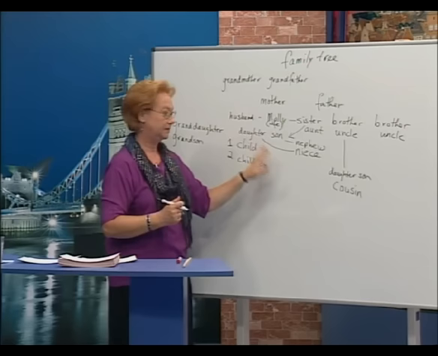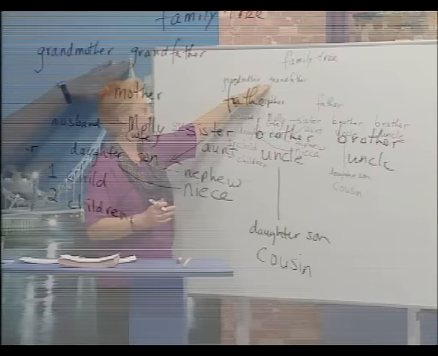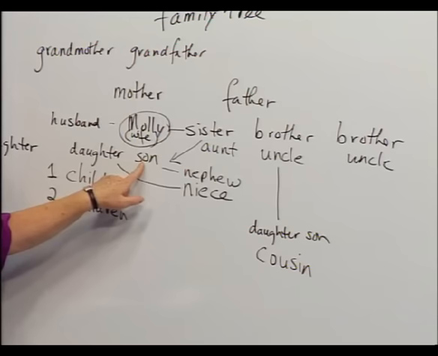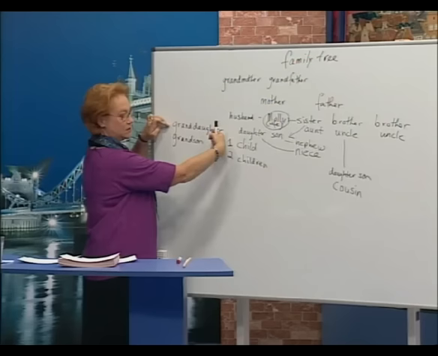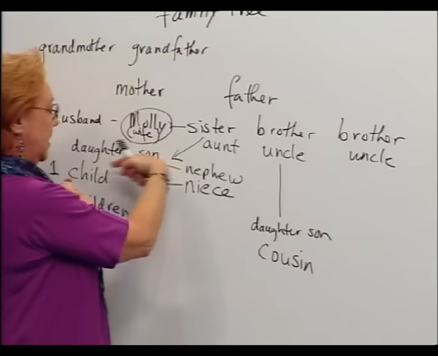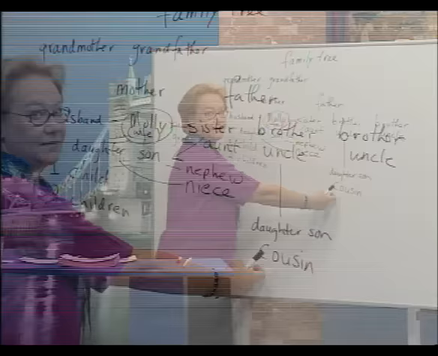So grandmother, grandfather. Let's do this. Mother, father. Husband and wife. Daughter, son. One child, two children. Granddaughter, grandson. Now we have the aunt of the daughter and son. Aunt, uncle, nephew, niece, and cousins. All right? This is my family tree.